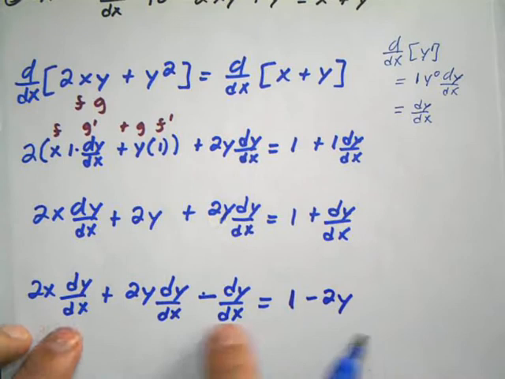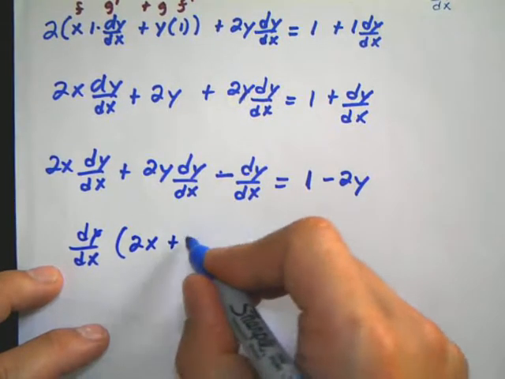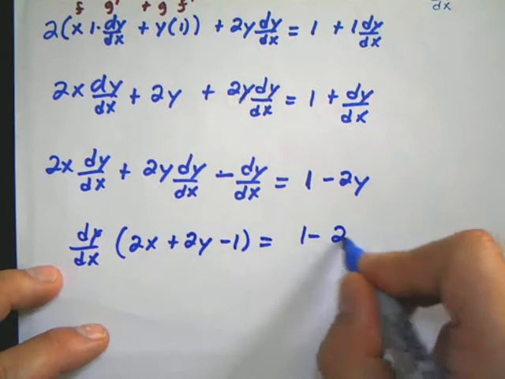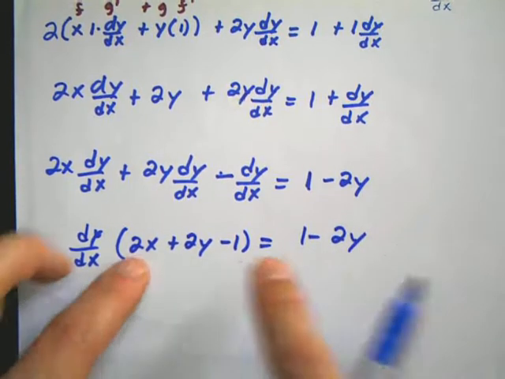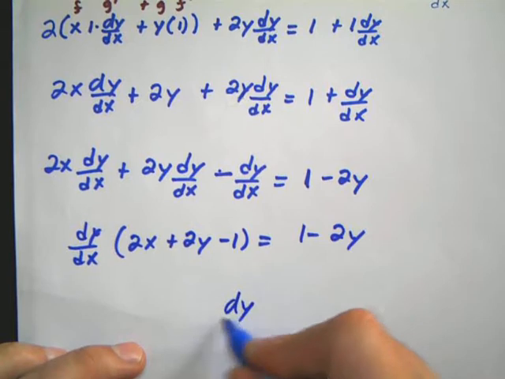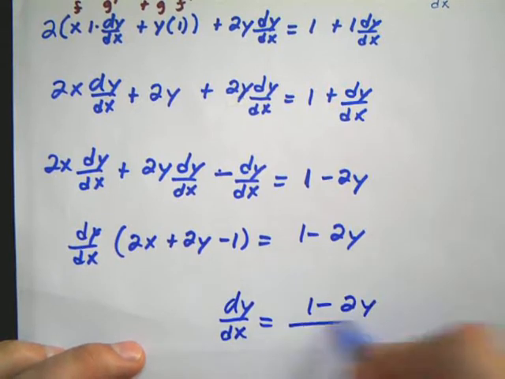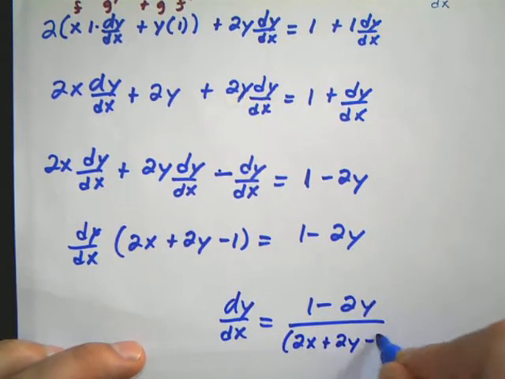And now all 3 of these terms have dy dx, so I can factor it out of here. So it's going to be 2x plus 2y minus 1 equal to 1 minus 2y. And then divide everything by this underneath it. So dy dx is equal to 1 minus 2y, all being divided by 2x plus 2y minus 1.